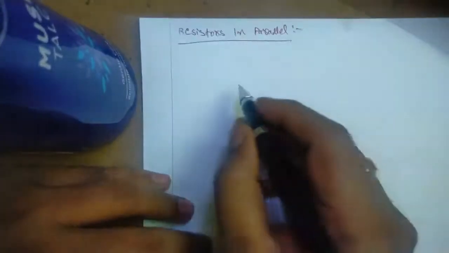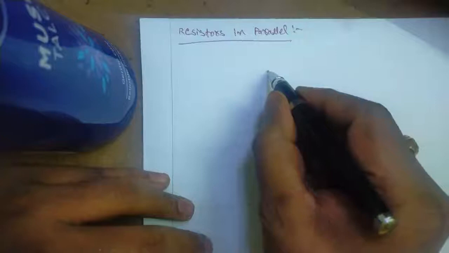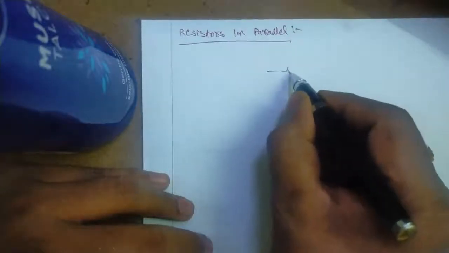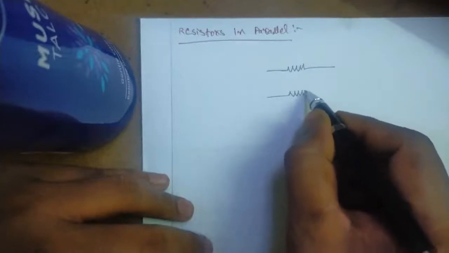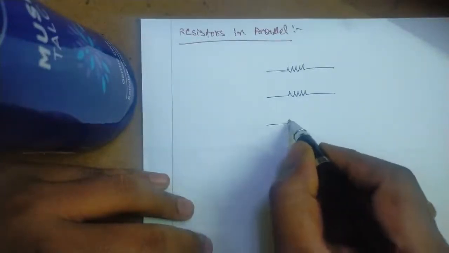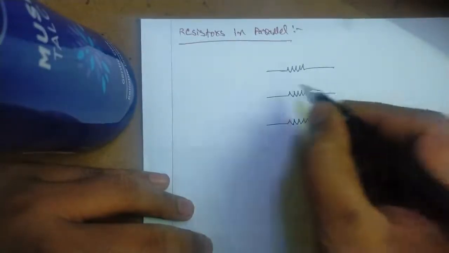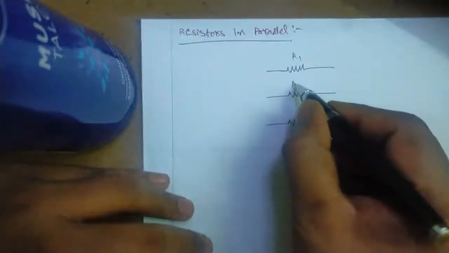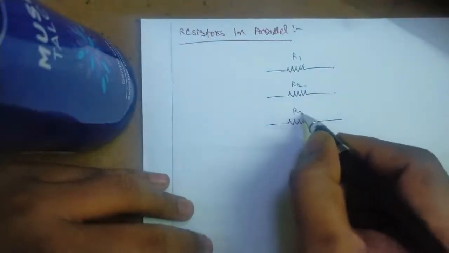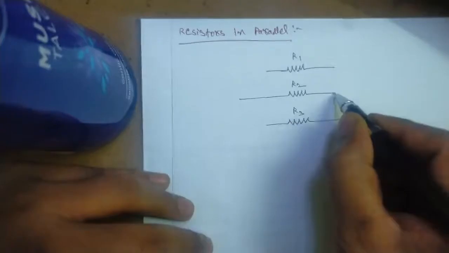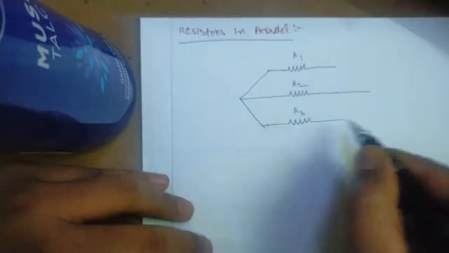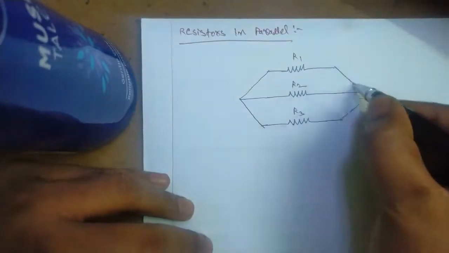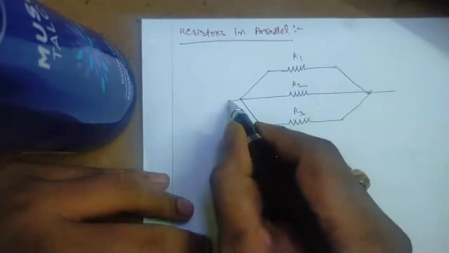Resistors in parallel. Let us consider three resistors which are connected in parallel. It is R1, R2, R3 across voltage of V volts.